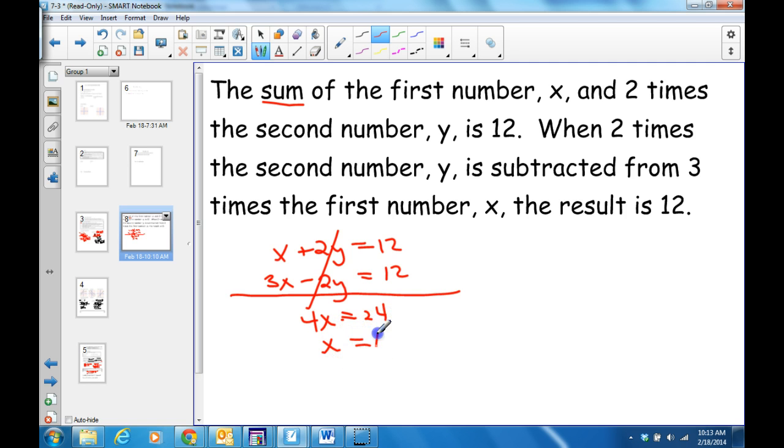X is 6. Okay? So now I know my x. I need to put it back in to find my y. I have 6 plus 2y equals 12. 2y would equal 6. Y is going to be 3. There's my two numbers.